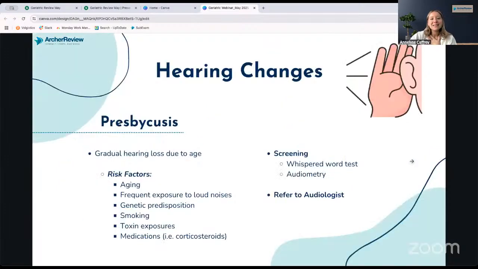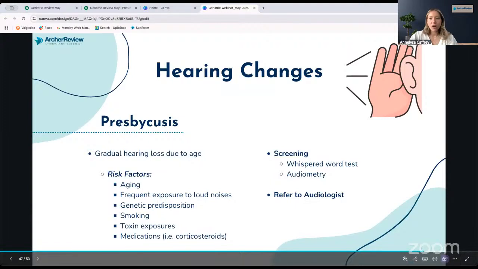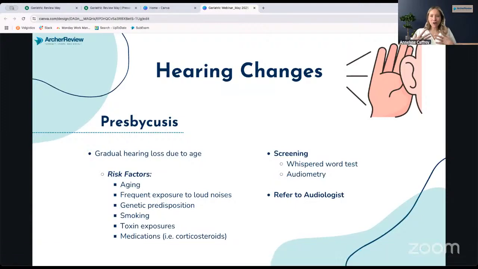And then lastly, there are hearing changes. So presbycusis, that is that gradual hearing loss. It's high pitch. So I know a lot of times when we get louder, our pitch goes up. And so the most important thing when you're talking to older adults is dropping your pitch, speaking low and slow at eye level so they can read your lips.